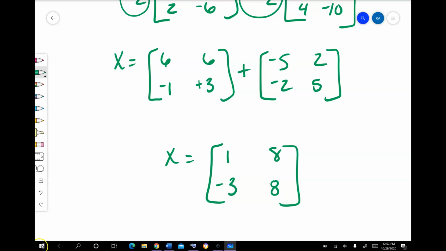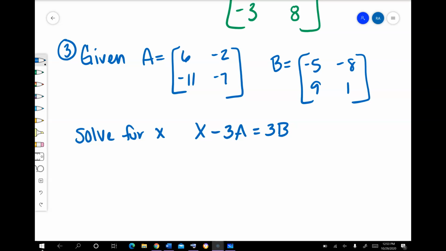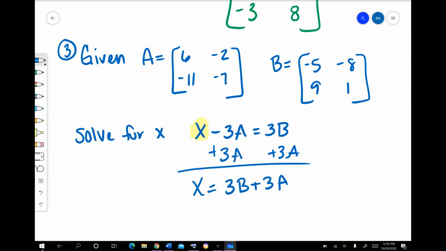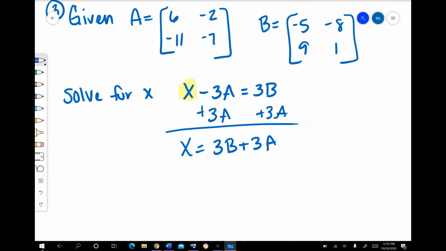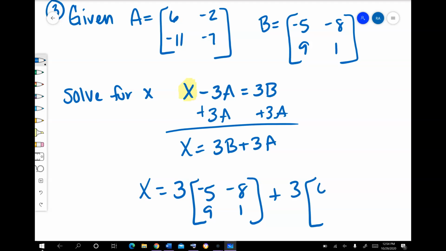Let's do one more, and then we'll call it a day. Same thing, I would get x by itself so it'd be easier to solve. We're going to get x by itself before we even input the matrix. So I'm going to add 3A to both sides because it doesn't have the x with it. And then I have x equals 3B plus 3A. All right, so we're good because x is now by itself. Now we're going to insert the matrix. So we're going to say x equals 3, insert matrix B, plus 3, insert matrix A.